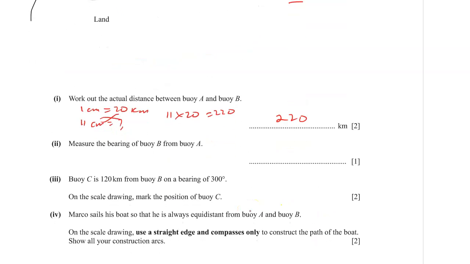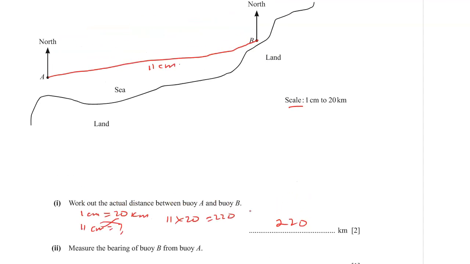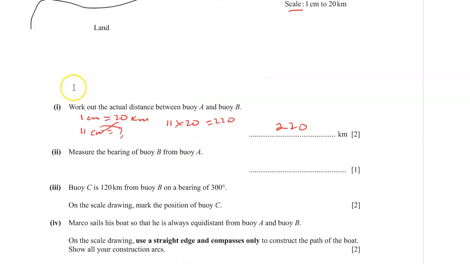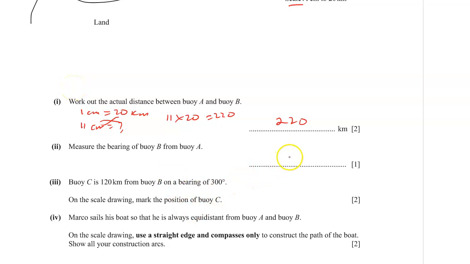Measure the bearing of buoy B from buoy A. Measure this angle here. Use your protractor. You'll find this angle is 80 degrees. So the bearing is 080 degrees.